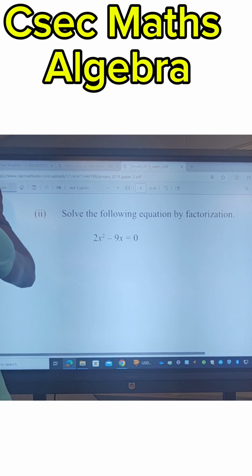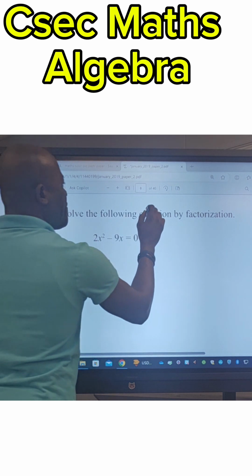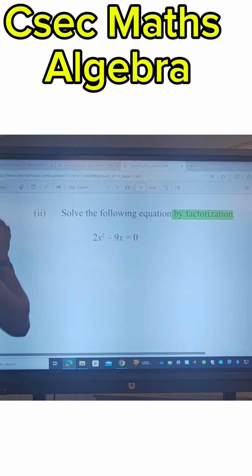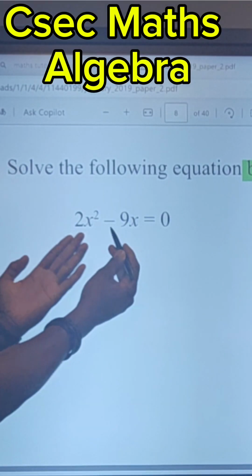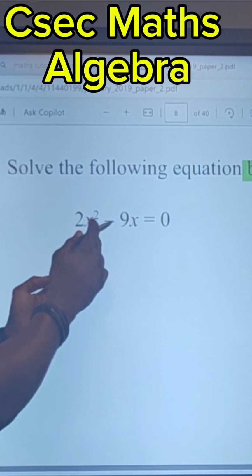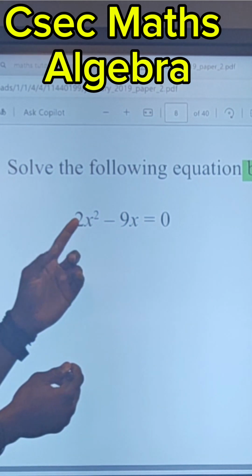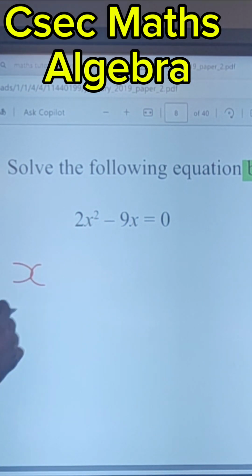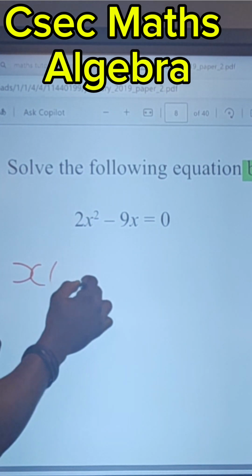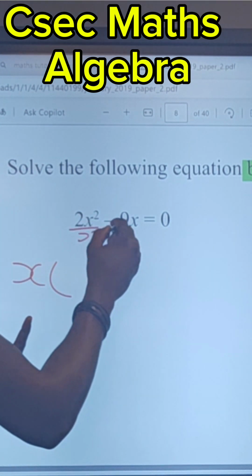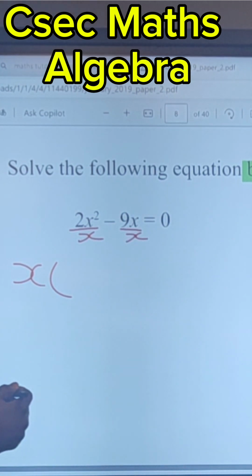All right, so this question says solve the following equation by factorization. We were definitely forced to use factorization to come up with our answer. So basically, let's factorize the left side. We have 2x squared minus 9x. What is the common factor here? The common factor we have here is x. So I'm going to take out my common factor, open a bracket, then divide each term by x.